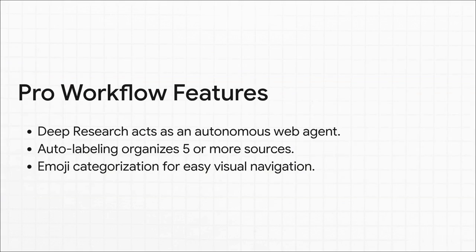And power users are leveraging these specific features to keep things perfectly organized. The Deep Research tool acts as an autonomous web agent. You just give it a topic, and it actively hunts the internet for high-quality sources, builds a report, and imports it for you. Plus, as of April 2026, once you hit 5 sources, the system's auto-labeling kicks in. It groups similar documents together and assigns emojis so you can visually navigate your sidebar without ever getting overwhelmed.